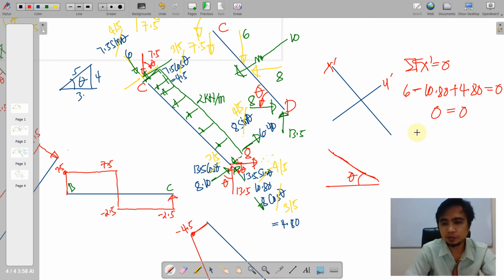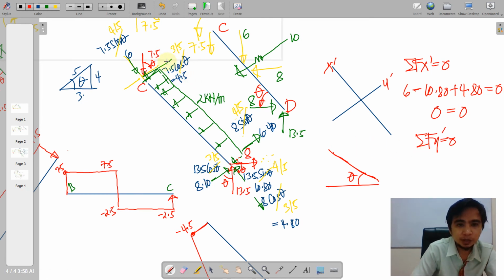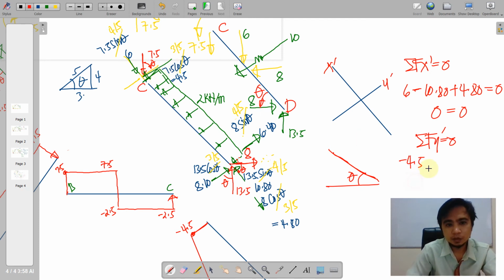We do the same for y. The summation forces y prime is equal to 0. First, we have here this going downwards 4.5, and then the downwards distributed load 2 by 5.